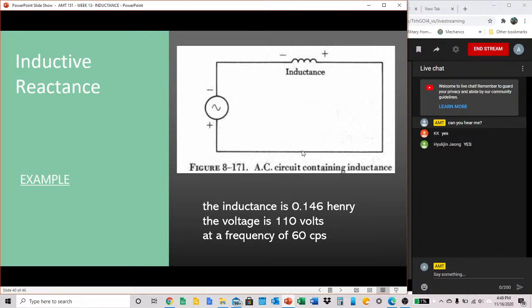Here's our AC power, which is 110 volts. There's actually a better picture in your textbook that has this information listed on a drawing, but it looks just like this. So here we have our inductance, 0.146 Henry. We have our AC power, which is 110 volts, and we have our frequency of 60 CPS.